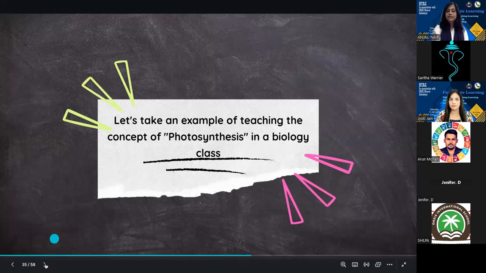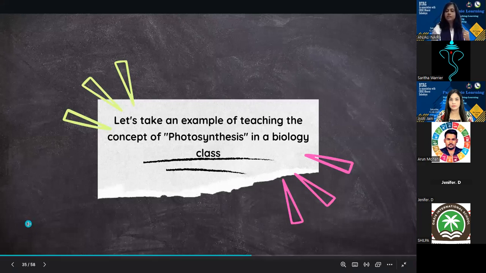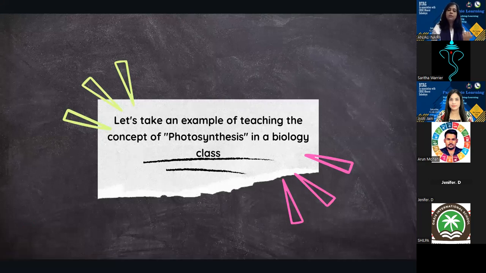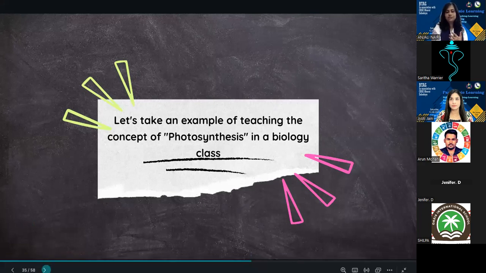So let's take an example of a science classroom. First of all, I talked about the social science classroom when we talked about ancient Rome. I told you some strategies of the English classroom. Now let's talk about the science classroom. Let's take an example of teaching the concept of photosynthesis in a biology class.